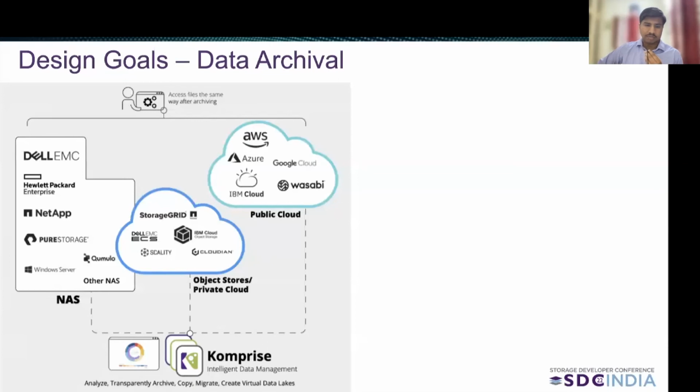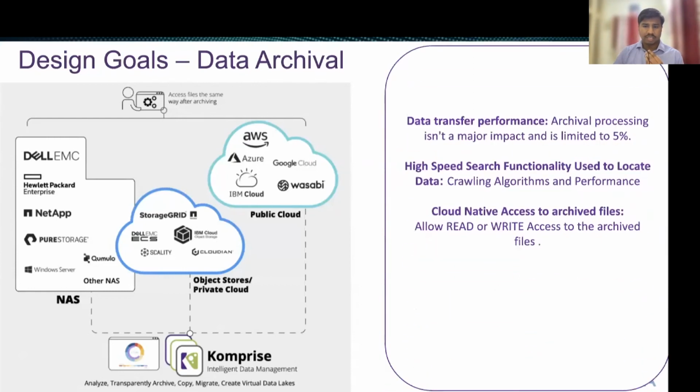So this has been done by various storage vendors as well. But the thing is, they are more aligned to their local architecture. What Komprise helps with is that it removes vendor lock-in from the system, and it helps you seamlessly archive from your filers to the cloud without vendor lock-in. But the typical recurring architectural concerns or design goals that come up with this kind of platform are that we need to ensure the archival data transfer performance does not become a performance limitation.